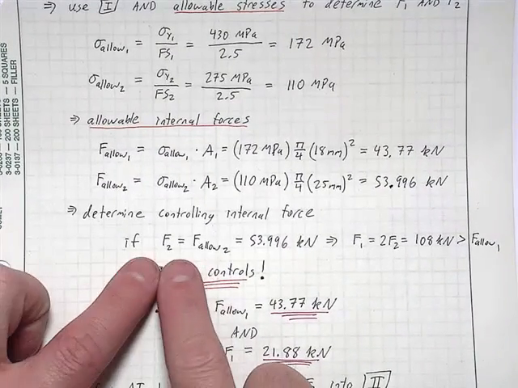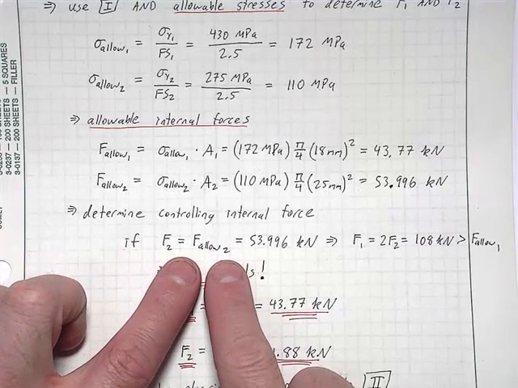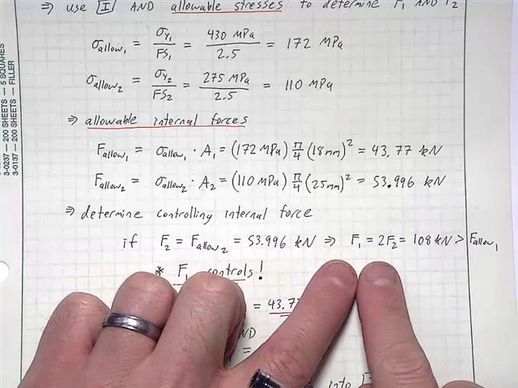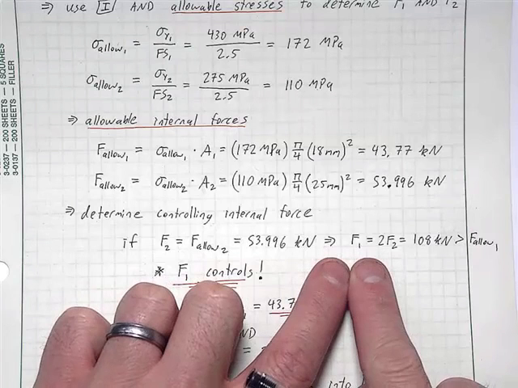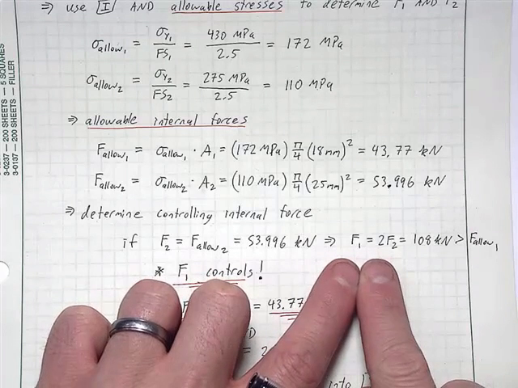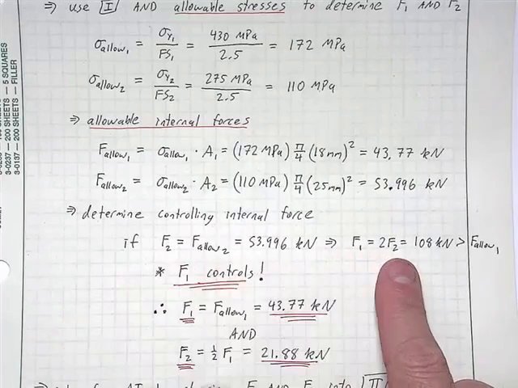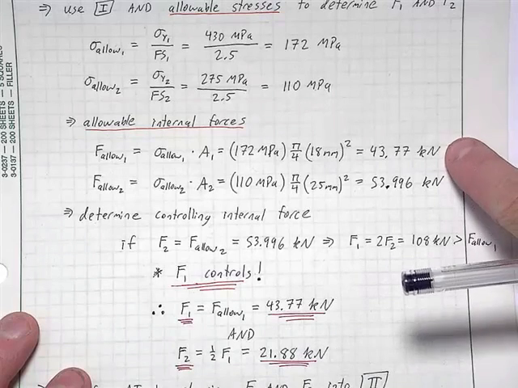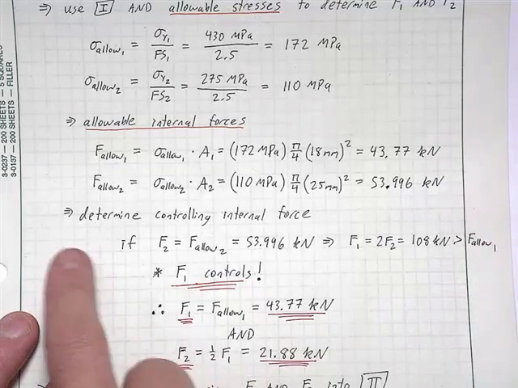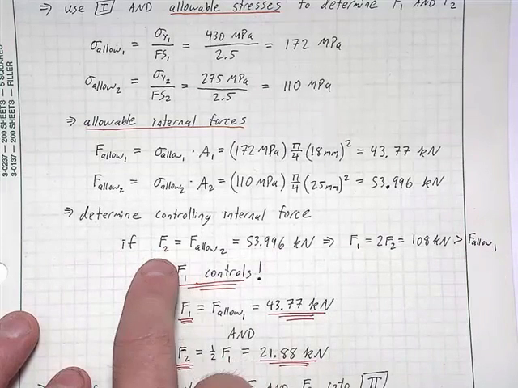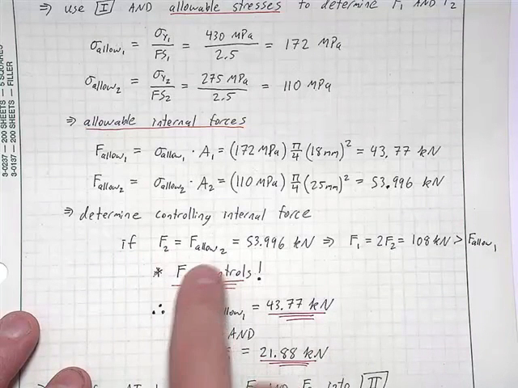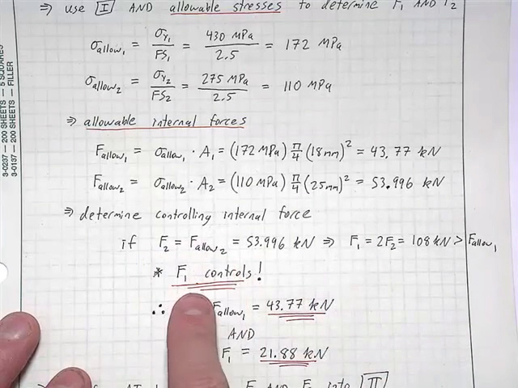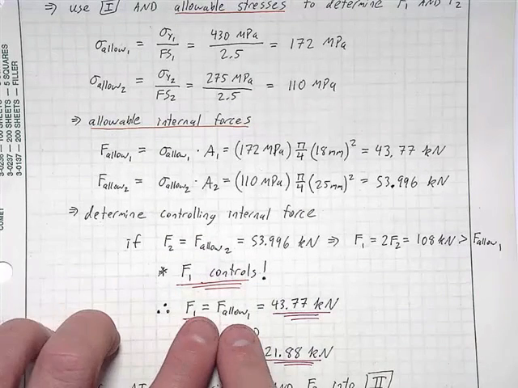So if we take F2 to equal its allowable force, it's like 54 kilonewtons, right? At that, we plug this into the result from equilibrium. Equilibrium says F1 equals 2F2. So in that case, we get an internal force of 108 kilonewtons, which is bigger than the allowable force in 1. Okay? So this means that F2 doesn't control. We can't allow F2 to be at its allowable. Instead, F1 controls, and F1 is going to be at its allowable limit.